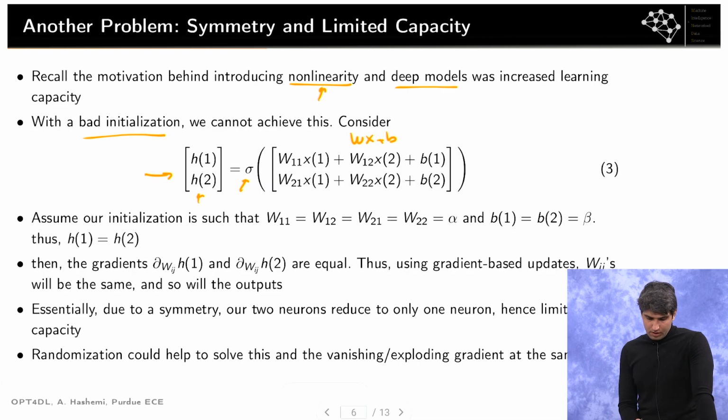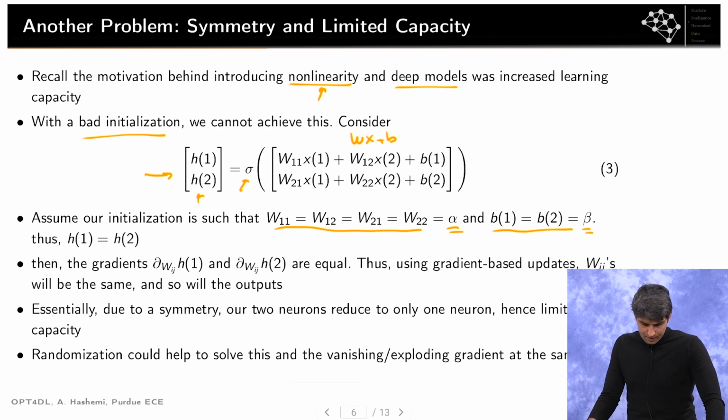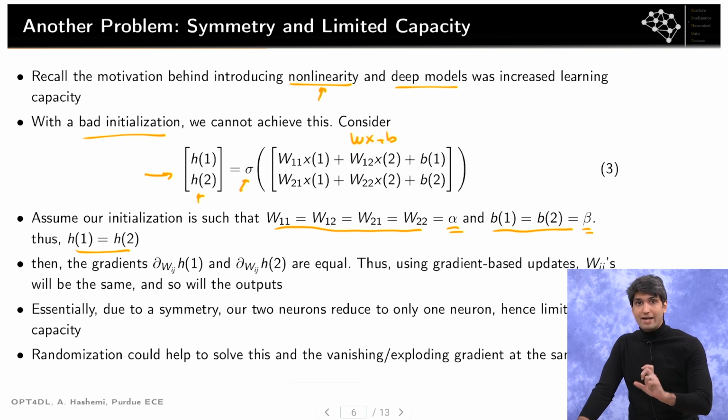All right. So let's make the following assumption. We assume that our initialization is such that all of these weights are the same, let's say some parameter alpha, and all of the biases are also the same, let's say beta. Now it is not difficult to show that H1 and H2 are the same. So at initialization, the output of my neurons are the same. I have 2 neurons, but they are acting exactly the same.